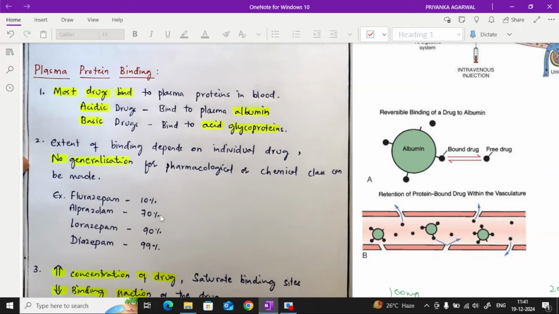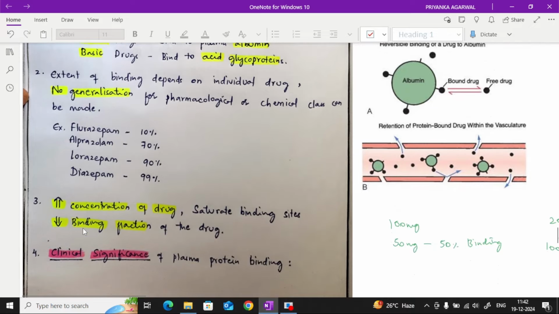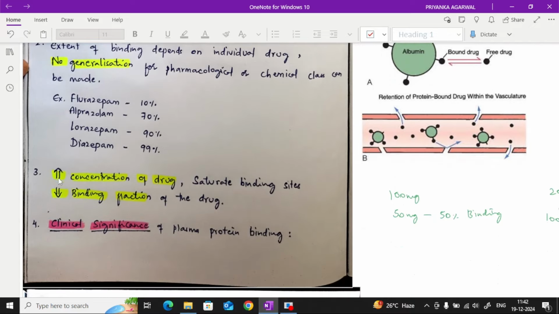Among the benzodiazepines, flurazepam will bind only 10%, alprazolam will bind only 70%, lorazepam will bind 90% and diazepam will bind 99%. So like this, the extent of binding depends on the individual drug. Now the next question: what happens to plasma protein binding if we increase the concentration of the drug?